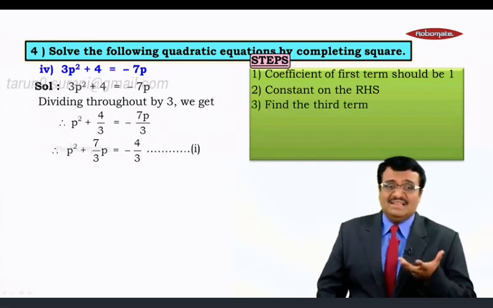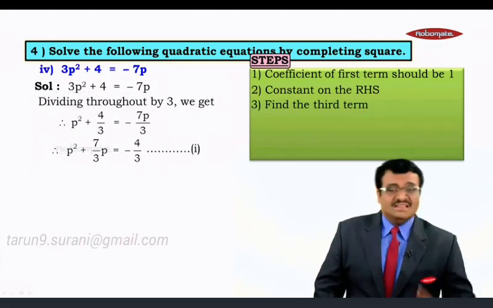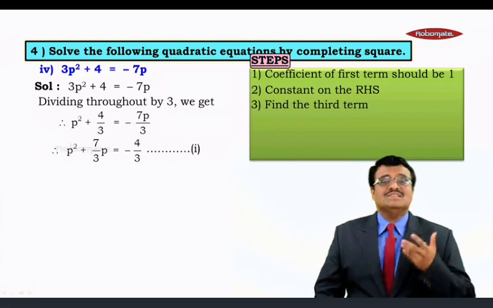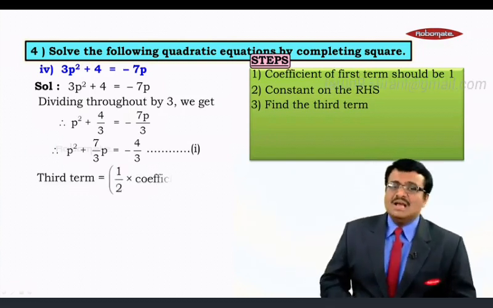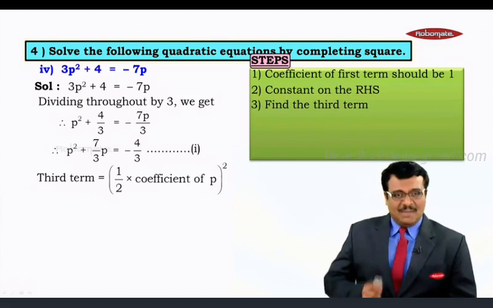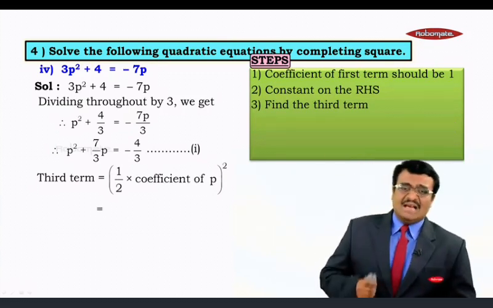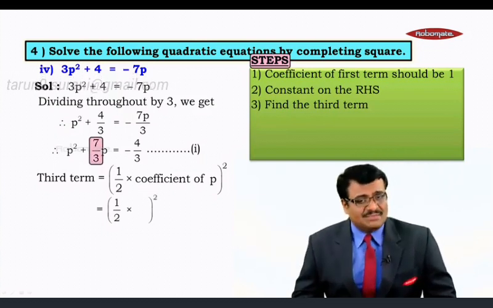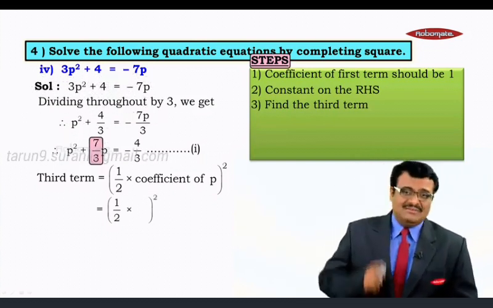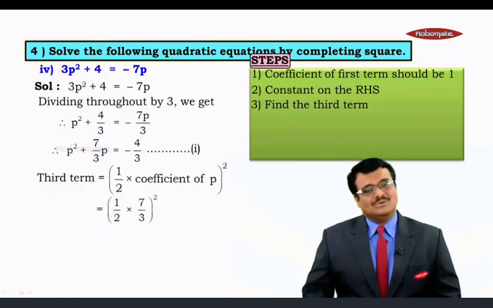Now what is the third step? The third step is finding the third term. And how do you get the value of the third term? We get it using a formula. And what is the formula? The third term is equal to half into the coefficient of p, the whole square. What is the coefficient of p in our sum? The number which is there with that p, which is 7 upon 3. So half into 7 upon 3, the whole square.